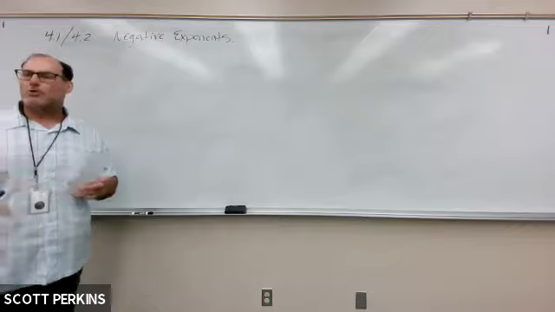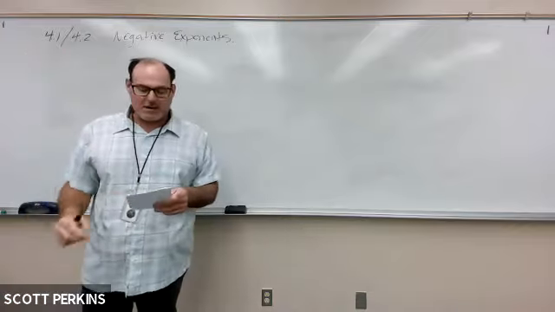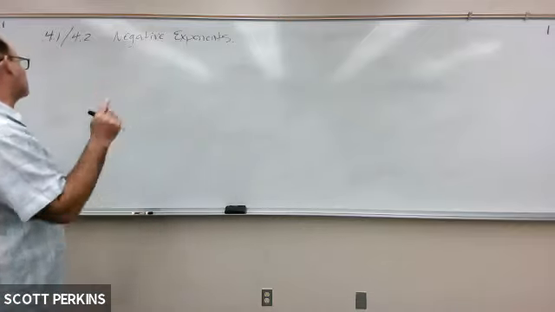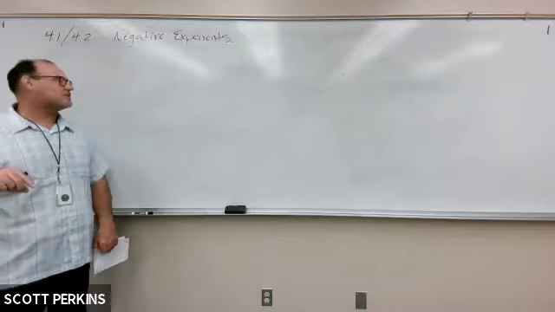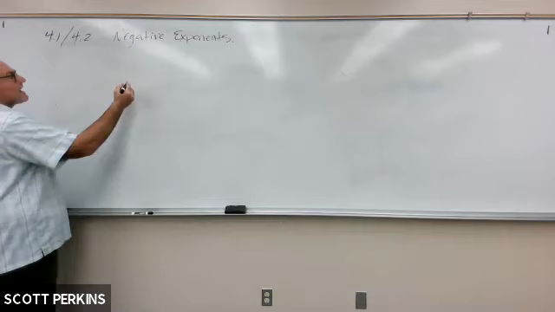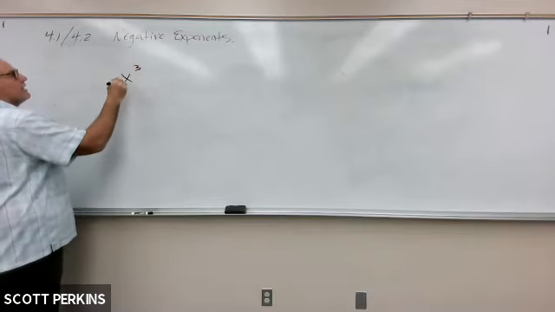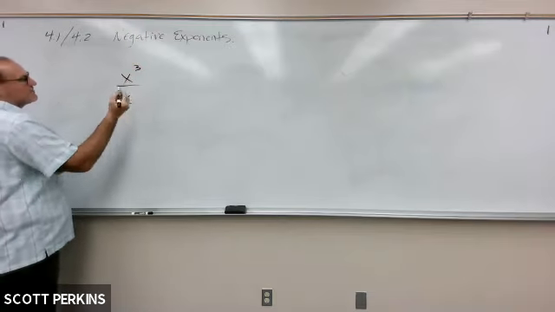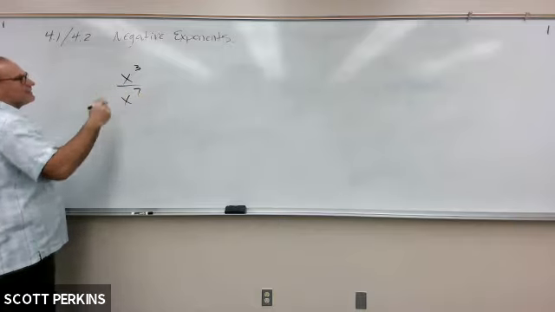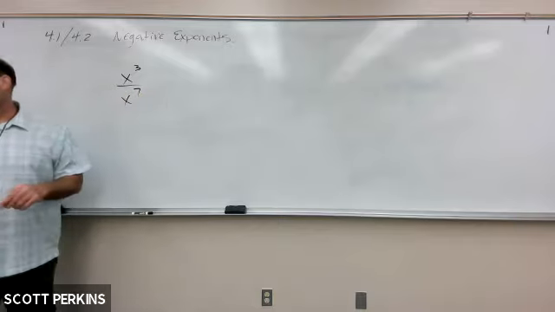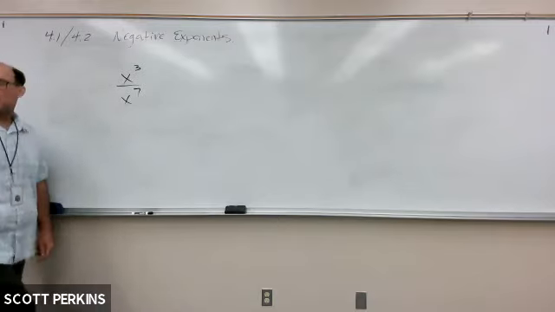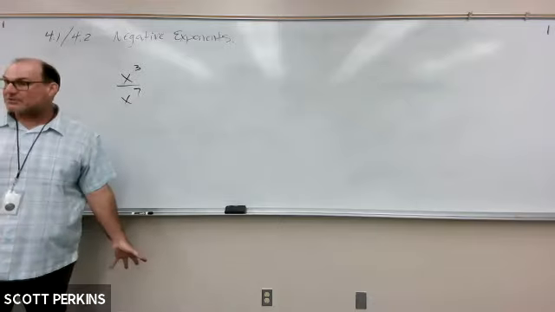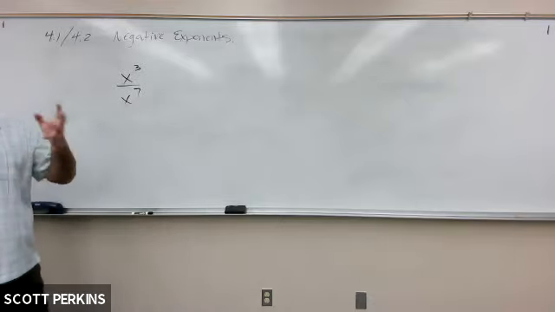I'm going to go back to the quotient rule. We're going to see where negative exponents come from. So the quotient rule, remember, is when you divide the bases, you subtract the exponents. So here's a problem. Let's say that I have X to the 3rd divided by X to the 7th power. X to the 3rd divided by X to the 7th. This is the new stuff, or I'm assuming it's the new stuff. So if you have any questions, please bring them up.